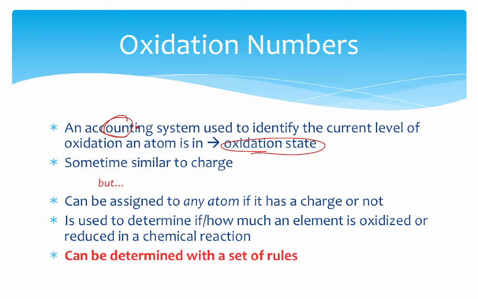The last and best news here is that oxidation states can be determined with a simple set of rules. Once you wrap your head around the rules and practice them a little bit, you'll find that assigning oxidation numbers for a particular element is a relatively simple task.